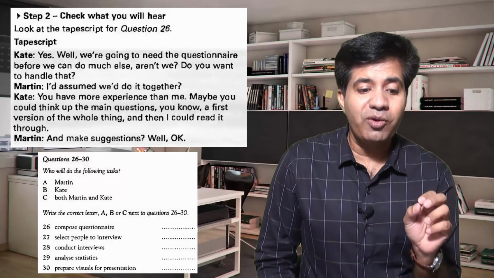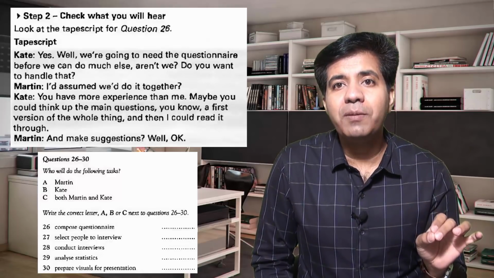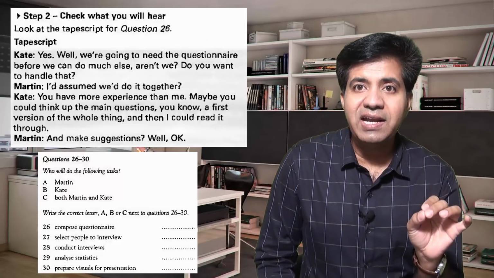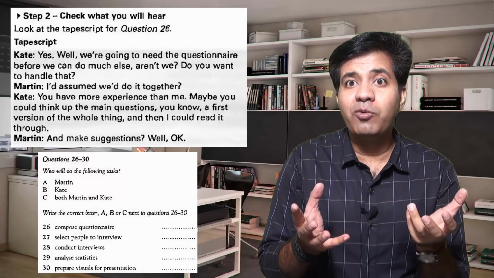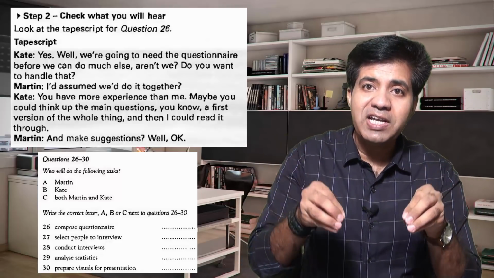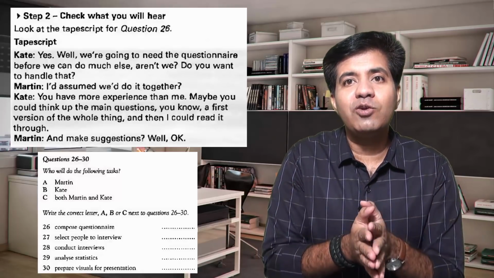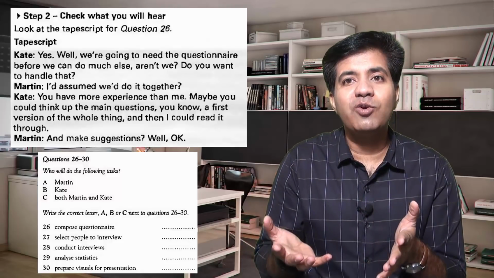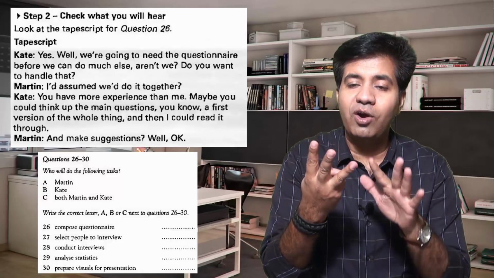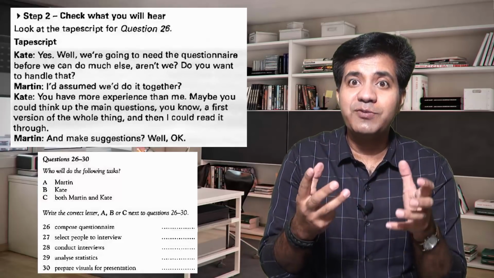Now did you notice, before we found out about C, both Martin and Kate, we were confused about A and B. So in multiple choice we are always confused, and in life also. Life is also like multiple choice. In life also we are confused when there are three things and we got to select one. Okay, and it's very difficult to do.